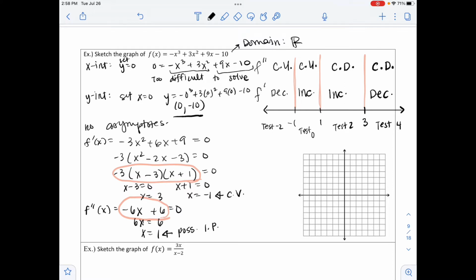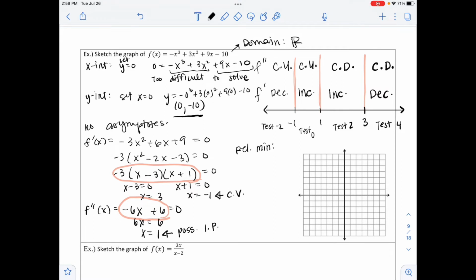Again, those possible inflection points that we have are only at 1, and so we do actually have an inflection point there because it does change from concave up to concave down at x equals 1. So the next thing to note is going to be, where do we have any relative minimums or relative maximums and inflection points?